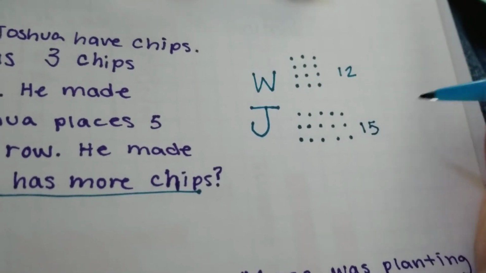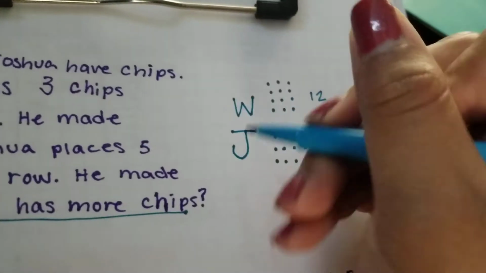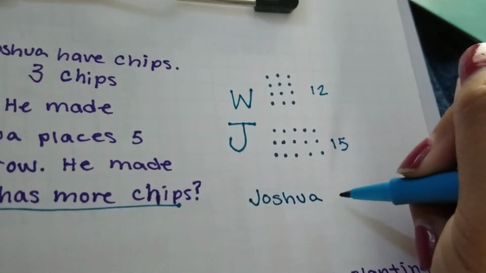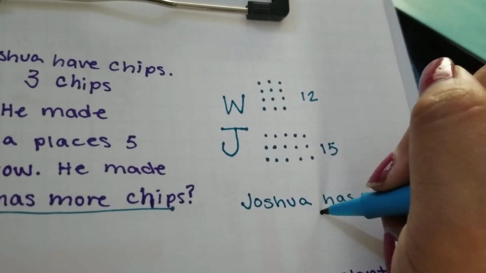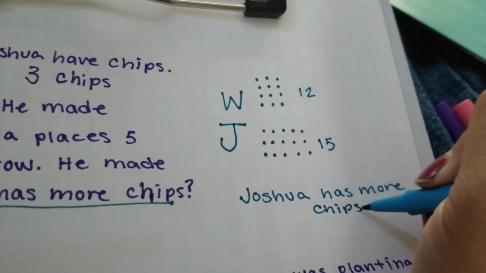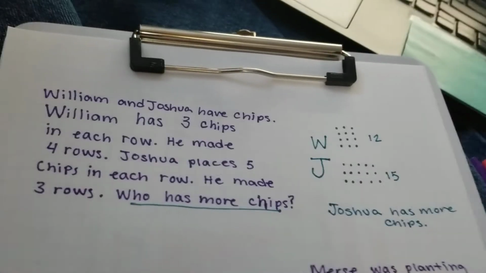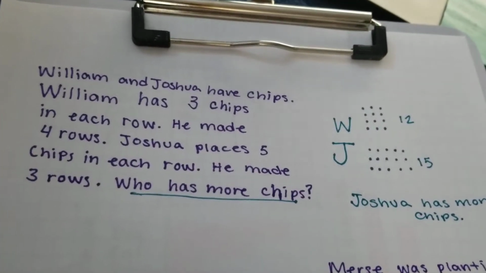15 chips. So let's go back and answer our question. Who has more chips? Joshua has more chips. Easy peasy lemon squeezy. All you got to do is draw a picture and the problems become much more simple.